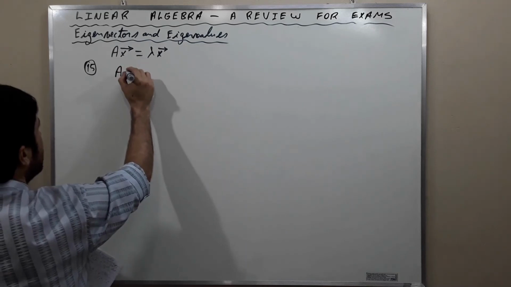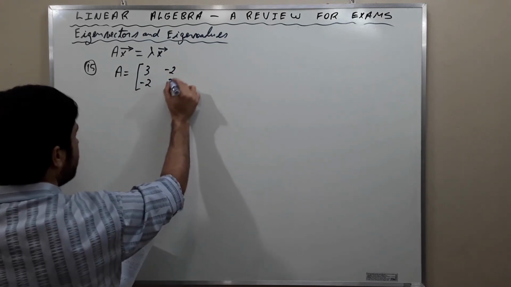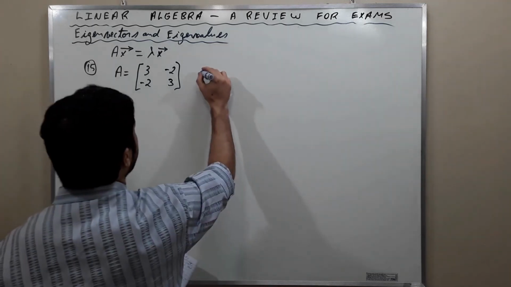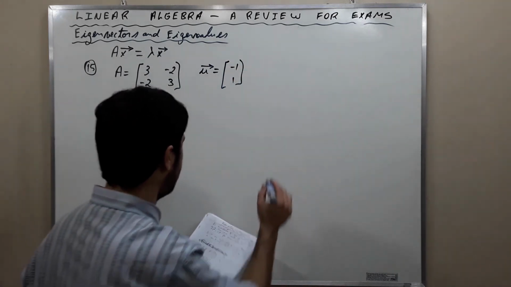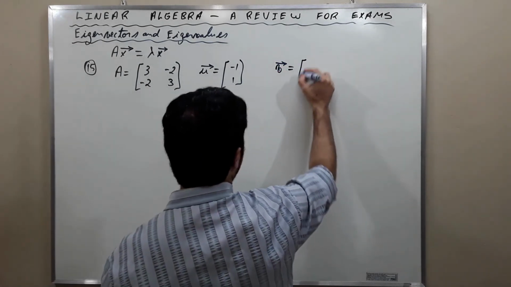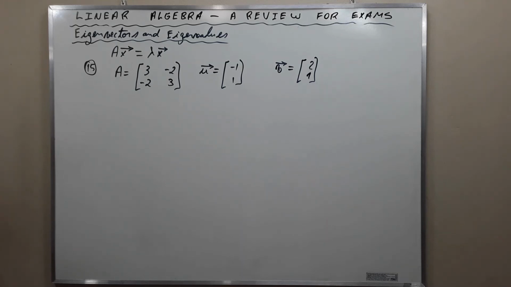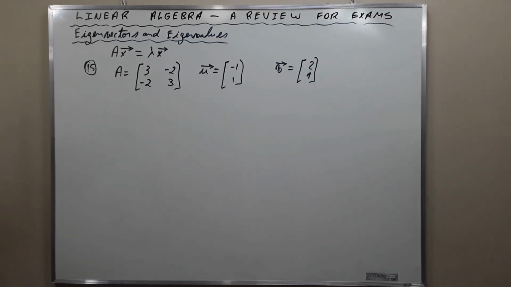Let A be this matrix here. Let U be this vector, and V be this vector here. Are U and V eigenvectors of A? This is question 15. Okay, so we are going to use this definition here to see if U or V or both are eigenvectors of A.